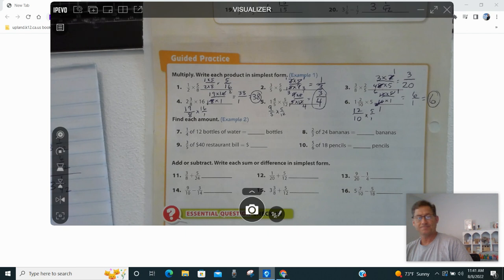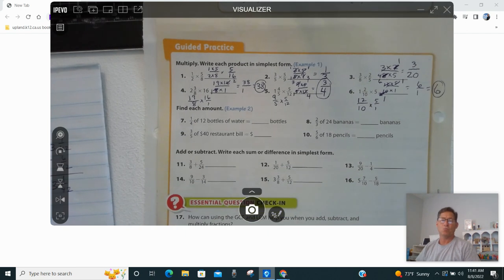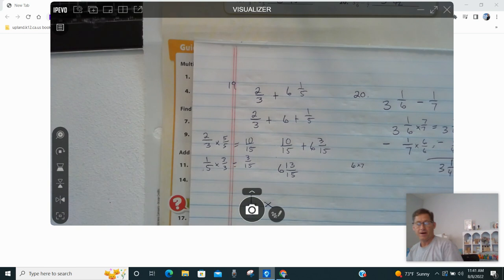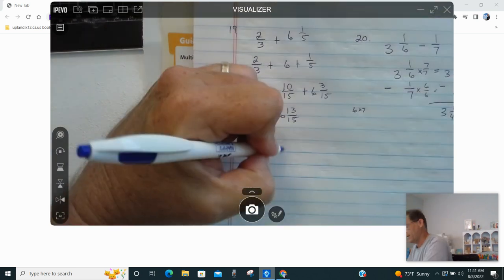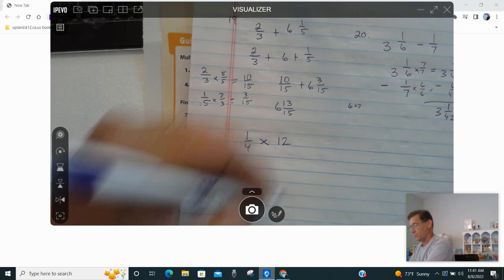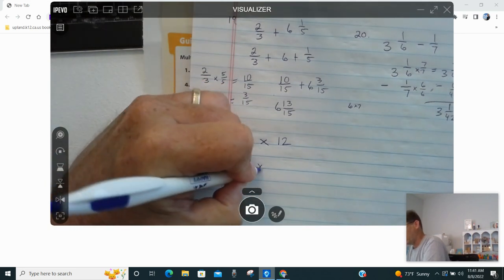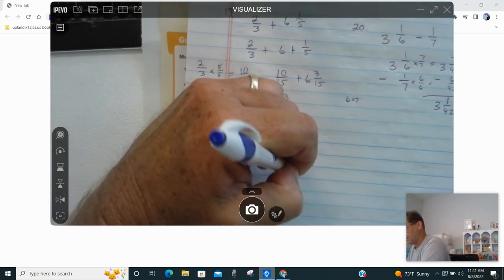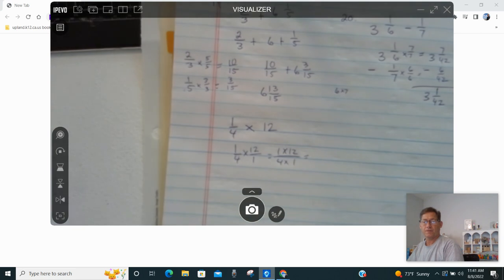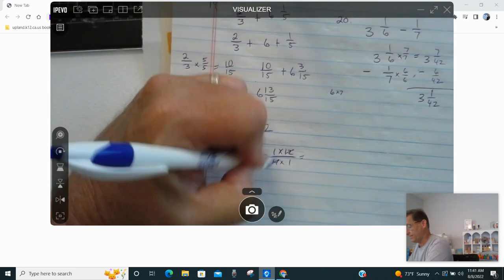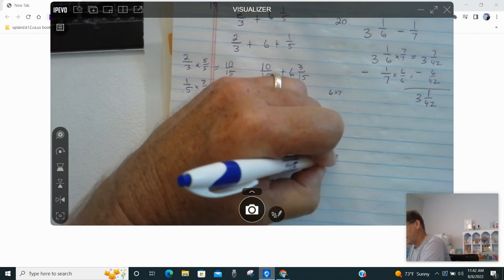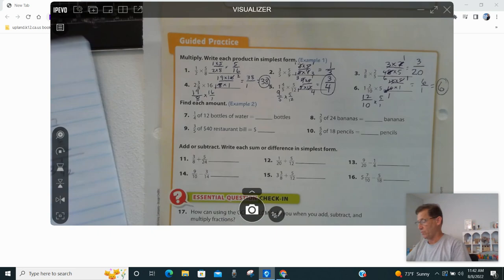Okay, number 7. We want to find out the answer to 1/4 of 12 water bottles. Okay, well, 1/4 of 12. Well, I'm going to rewrite that as 1/4 times 12 over 1. Okay, well, a common factor of 4 and 12 is 4. 4 divided by 4 is 1. 12 divided by 4 is 3. So 3 bottles. 1/4 of 12 is 3.